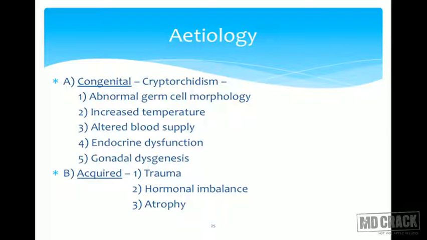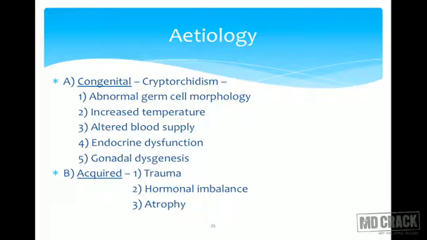Etiology. Congenital versus acquired. Congenital: cryptorchidism, when there is an absence of testes in the scrotum. What can go wrong? One can observe abnormal germ cell morphology. There will be increased temperature, which leads to formation of various mutational changes in the germinal epithelium, thus contributing towards formation of testicular tumor. Altered blood supply, endocrinal dysfunction, and gonadal dysgenesis.